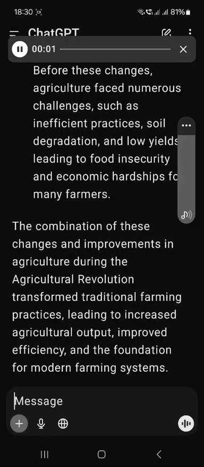Agrarian and Industrial Revolution. Agrarian Revolution, modern machines for tilling and reaping. The Agrarian Revolution introduced modern machinery, like plows and reapers, to improve land cultivation and crop harvesting, increasing agricultural productivity and efficiency.